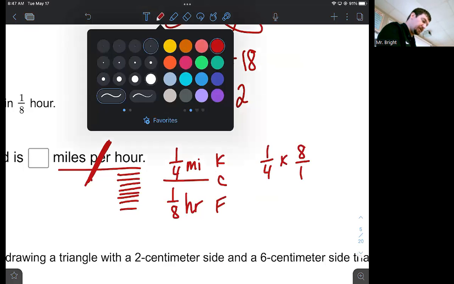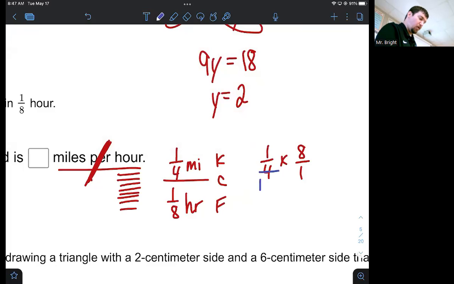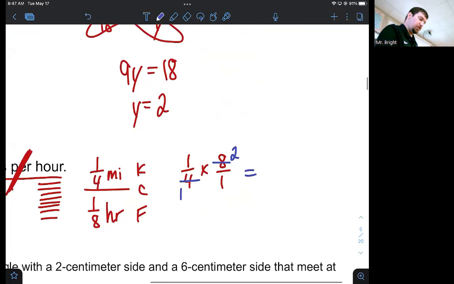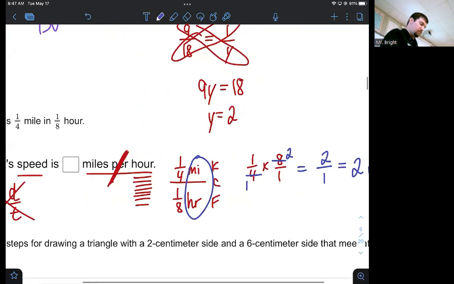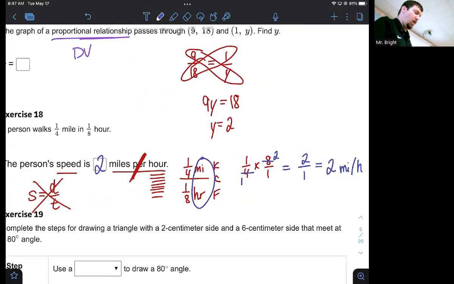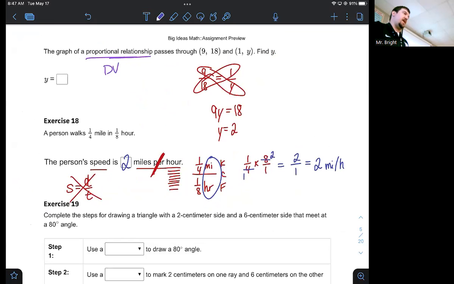What cancels into both of those? Okay, 4 goes into 4 once, and 4 goes into 8 how many times? 2. All right, so that's going to give us 1 times 2, which is 2, over 1 times 1, which is 1. And what is that the same as? 2. And then, of course, once I divide my numbers, I also have to divide my labels. Miles divided by hours, we would just say miles per hour. So the answer is 2 miles per hour. If you walk 1/4 of a mile in 1/8 of an hour, that means you are walking 2 miles per hour.